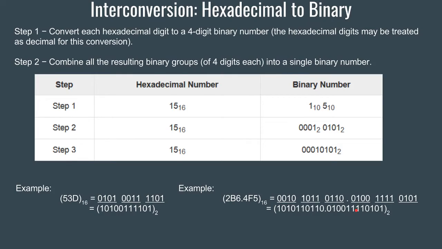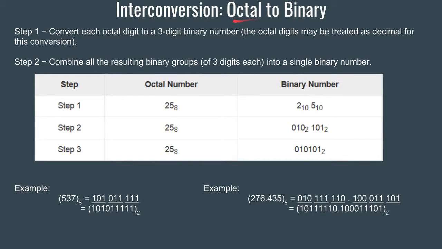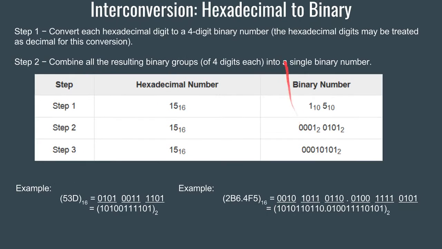Now we take a look at how to convert from hexadecimal to binary. It's pretty much the same. The only difference is that in octal to binary, we took groups of 3. In hexadecimal to binary, we'll take groups of 4, because the base of hexadecimal is 16 and 2 to the power 4 gives 16. So we will take 4-digit binary numbers.